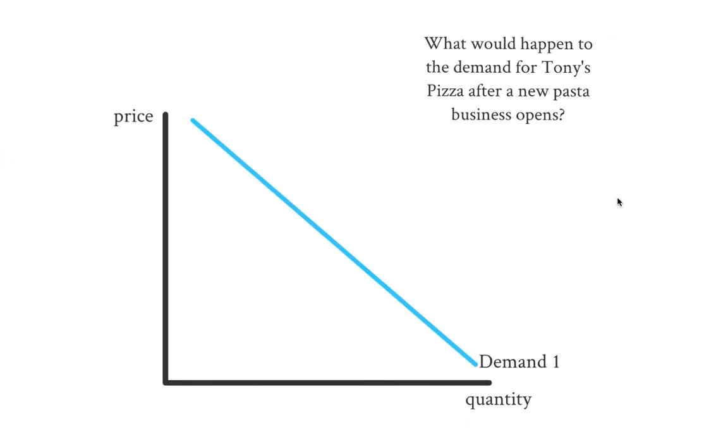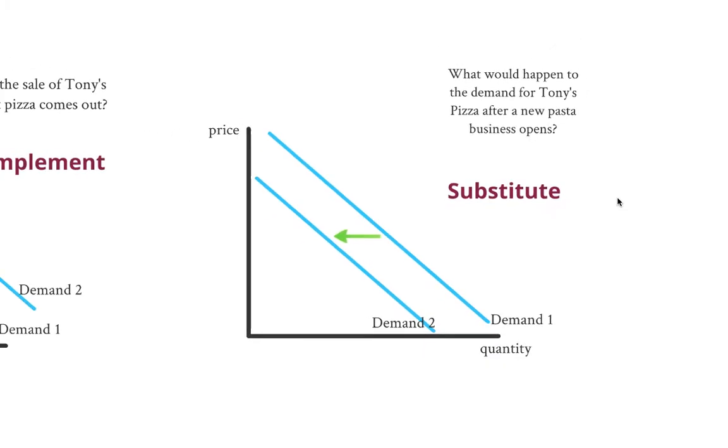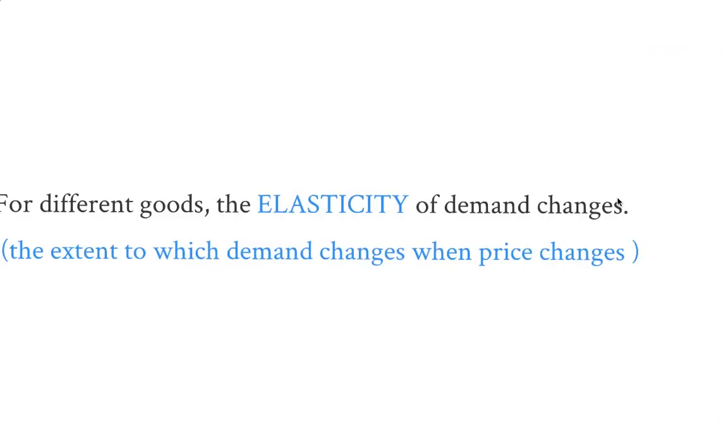What would happen to the demand for Tony's Pizza after a new pasta business opens? So don't think about it as a competing business, as far as, oh, well, they don't sell pizza, they only sell pasta. It is a new restaurant. If it's a new restaurant, you're going to go to that new restaurant just to try it out, whether it's good or not. You got to go try it just to find out if it's good. So what's going to happen to the demand for Tony's Pizza? Well, the demand for Tony's Pizza is going to go down because there's a new restaurant in town, and that will be a substitute.